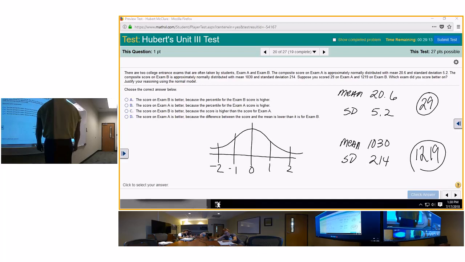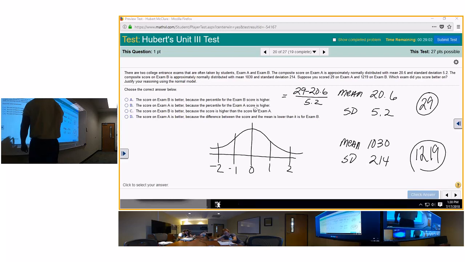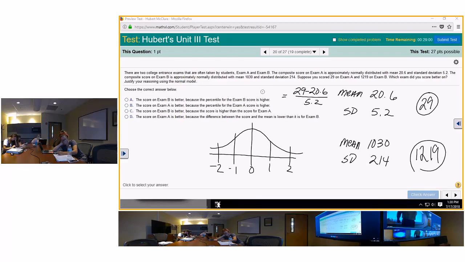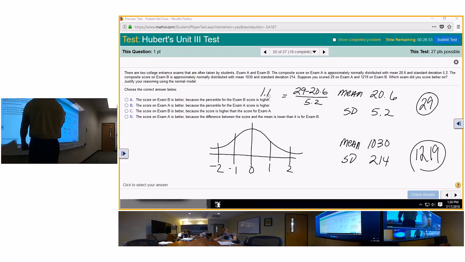All right, 29 minus 20.6 over 5.2. Somebody crank that out and give me two digits. 1.62. So 1.62 is our z-score of 29.